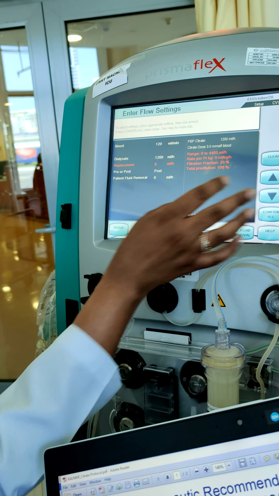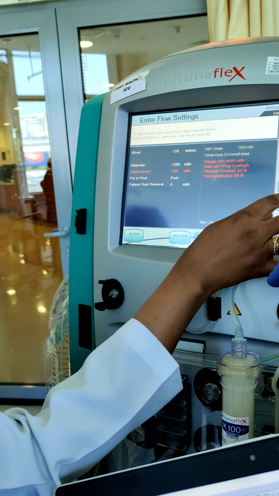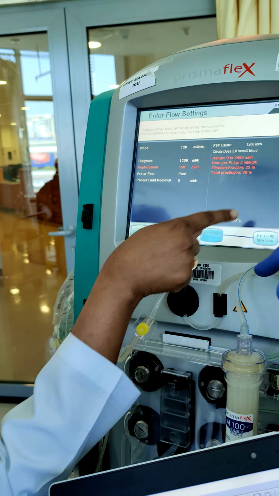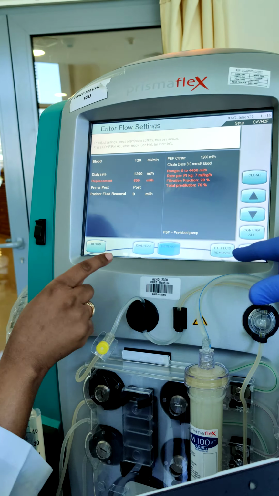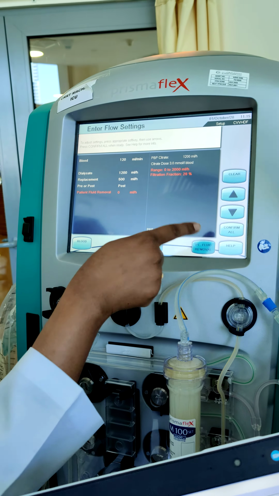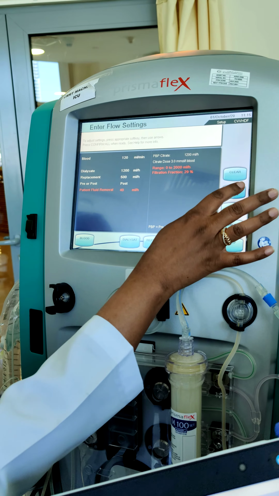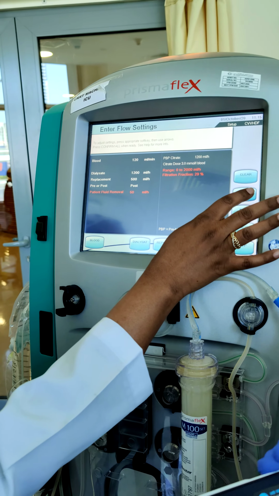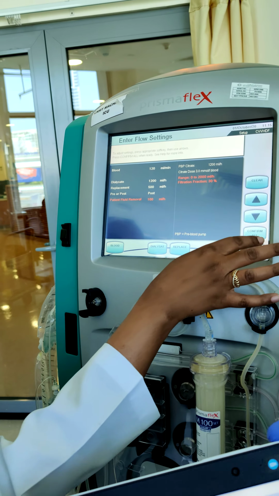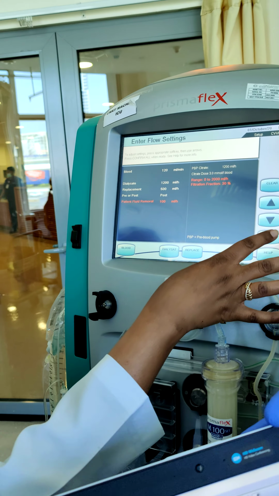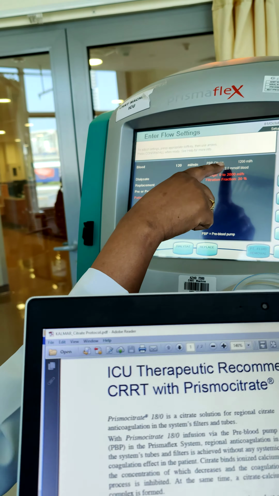Replacement 500. We'll go to replacement first. Yes, it's already pressed. If we need patient fluid removal, we can put, for example, 80 ml per hour, whatever. We can go 100 to 50, anything you want, it's up to you. Confirm. We agreed that the machine will calculate the citrate alone.